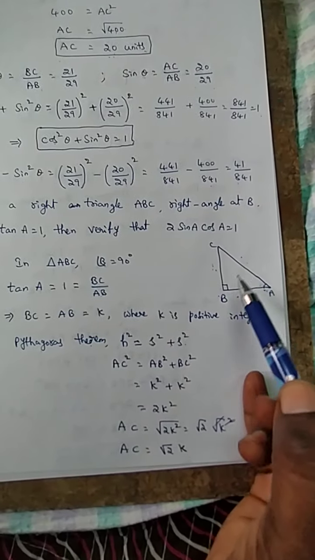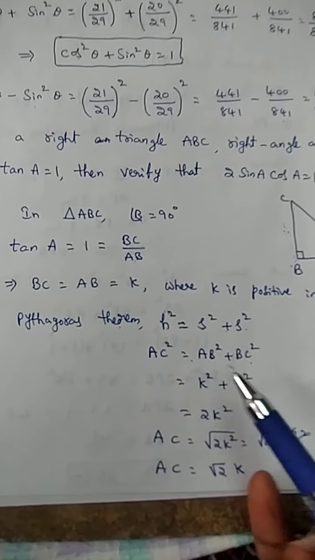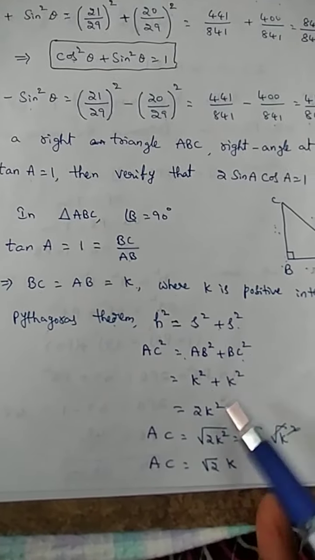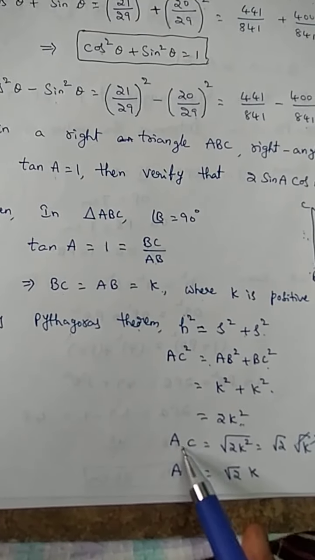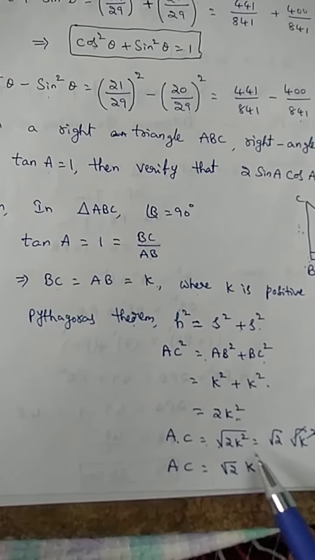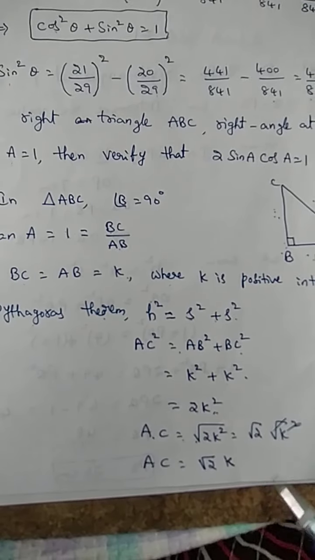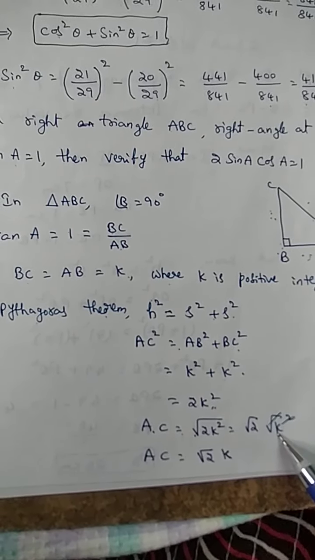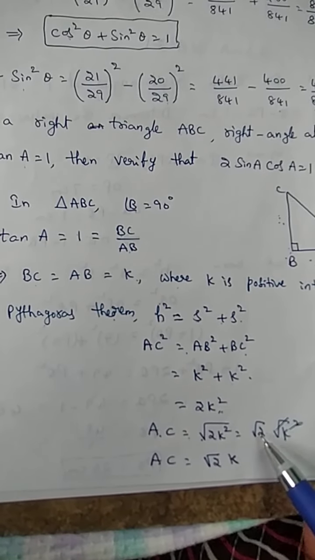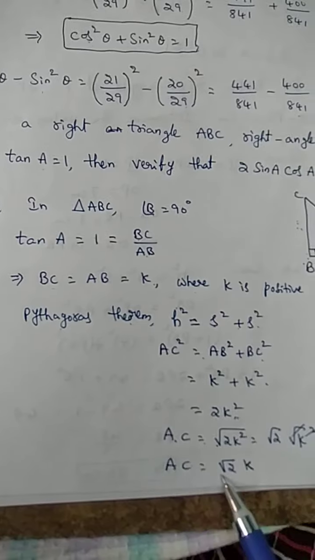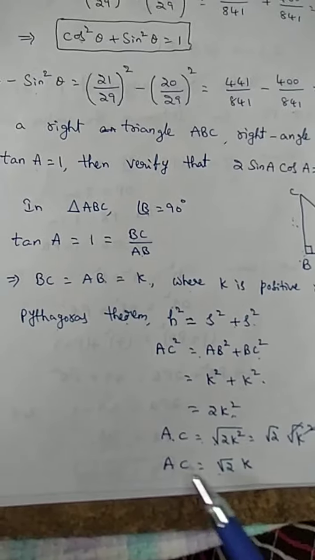What is the hypotenuse here? Opposite to the right angle. So AC square is equal to AB square plus BC square. AB measure is K, BC measure is K. K square plus K square is equal to 2K square. So AC square is equal to 2K square, AC is equal to square root of 2K square. The square root applies to both products, so root 2 into root K square. The square root and square cancel, and the balance is K. Root 2 is an irrational number, so just keep it as root 2, because it is not a perfect square. So AC is equal to root 2 K. Based on that, AB and BC are equal and AC is root 2 K.